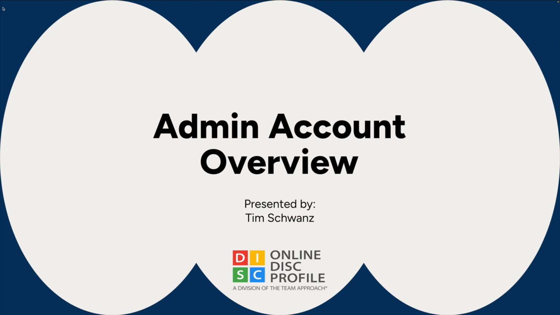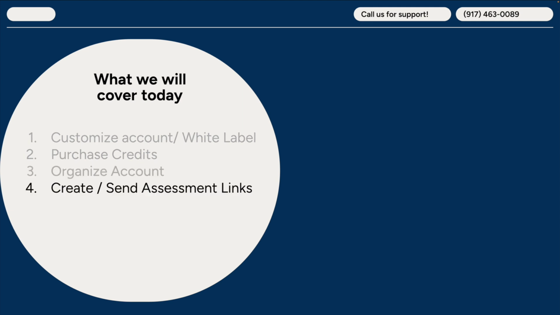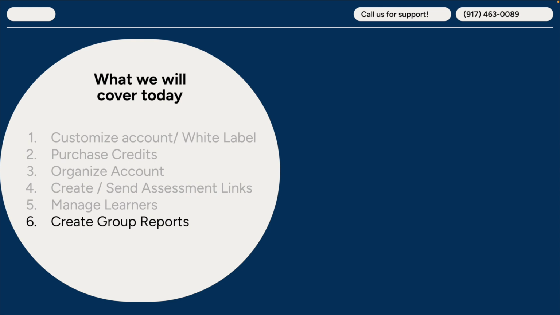Today we'll look at 6 areas of your account settings, including how to white label your account, purchasing assessment credits, organizing your account using groups, creating and sending assessment links to your learners, managing your learners, whether that's downloading their reports, sending reminders, or making edits. And finally, we'll take a look at how to create group reports.